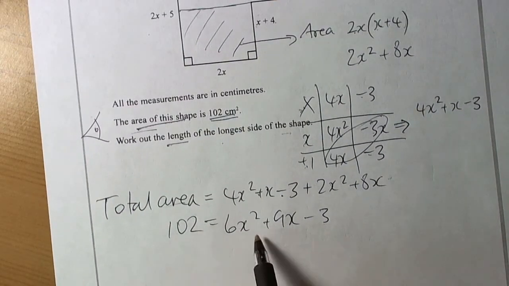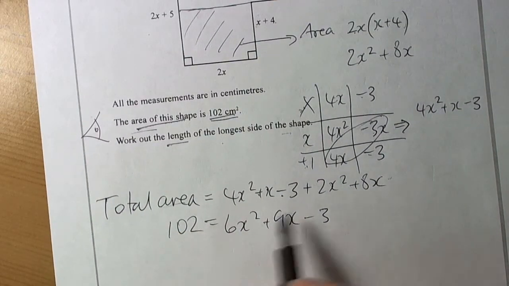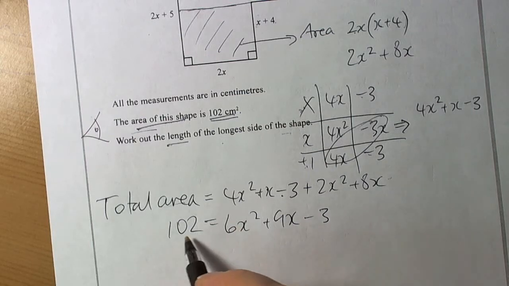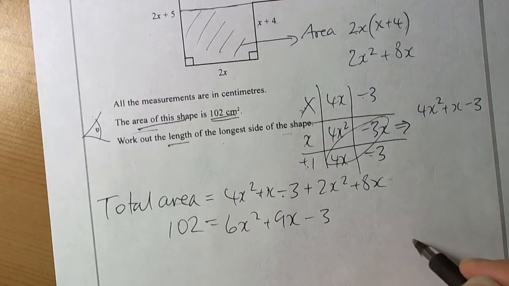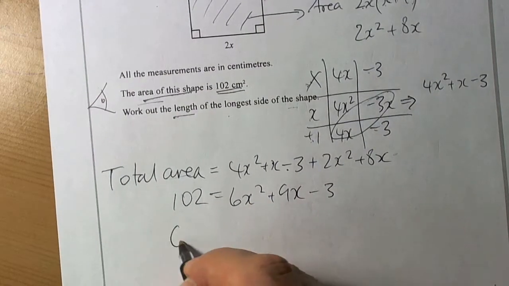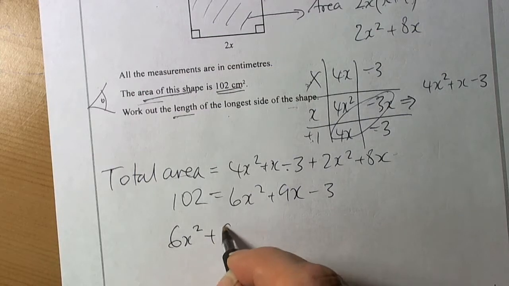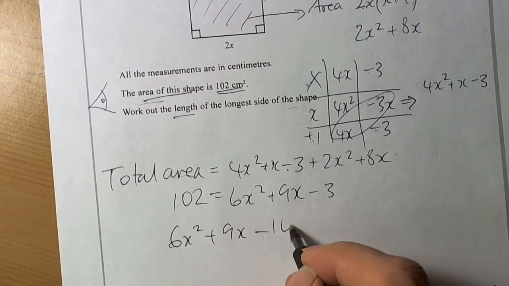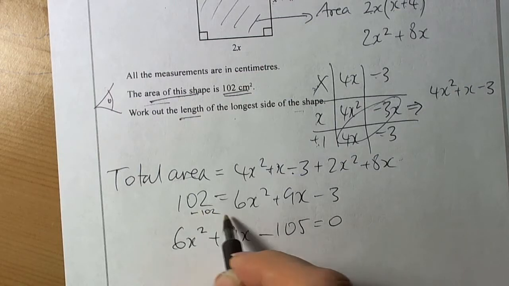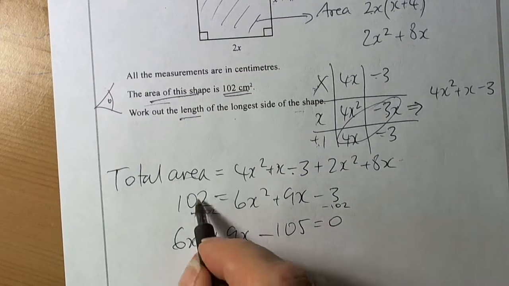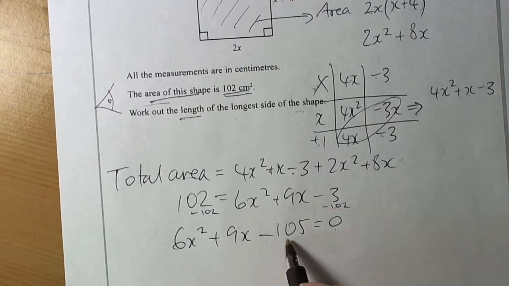So we can look at this and think, well, this is a quadratic. So we've got lots of ways of solving quadratics. The first thing to do in this case, because it's not about completing the square or anything, because of the way they've written the question, is rewrite this as 6x squared plus 9x, take away 105 equals 0. We take away 102 from there, make that 0, and that becomes negative 105.